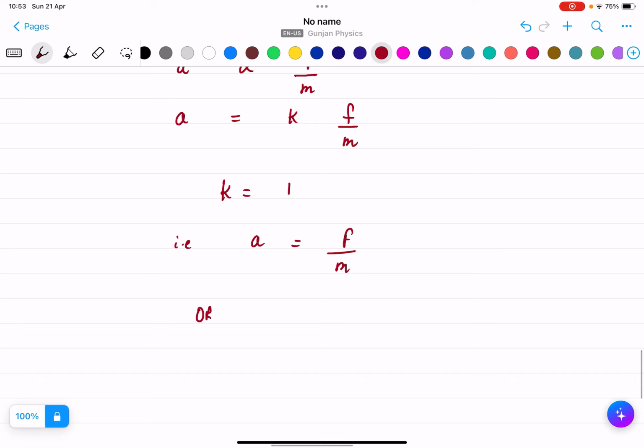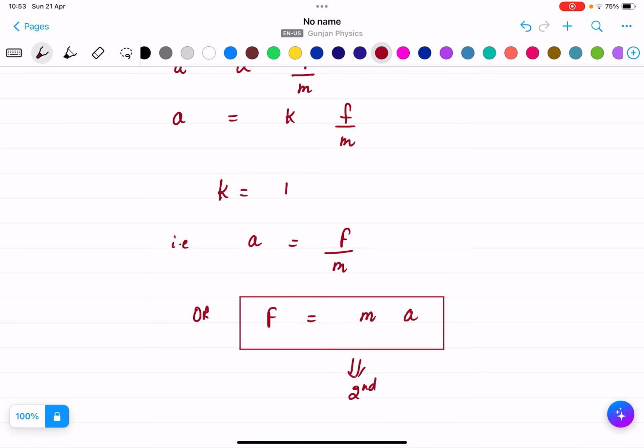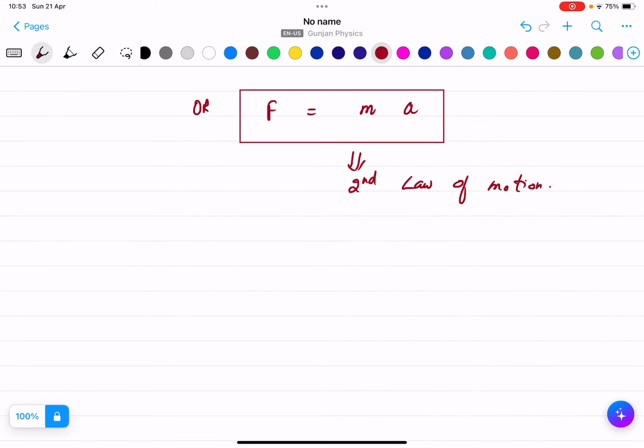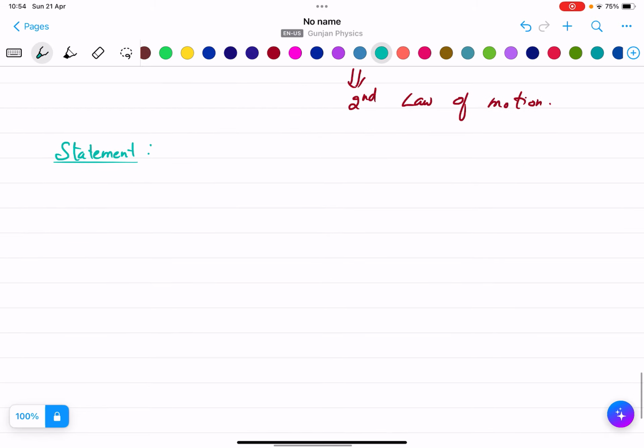Or can I write F equals mass into acceleration, which is the most important relationship between force, mass and acceleration. And this is our Newton's second law of motion. Right? Now, I need to write the statement of Newton's second law of motion. So, for writing the statement, I'm taking this pen. I explained everything, so I'm writing the statement now.